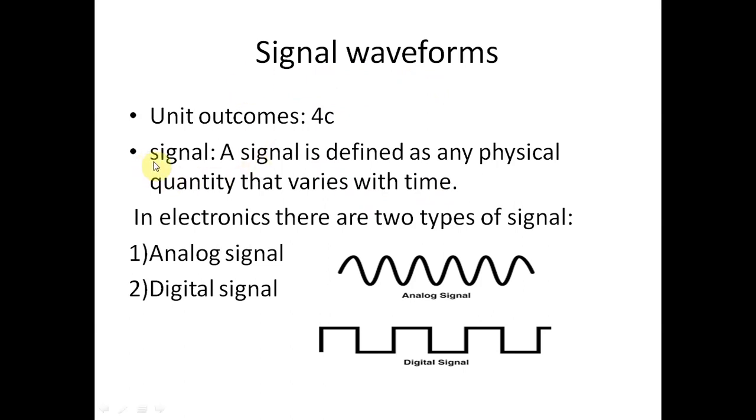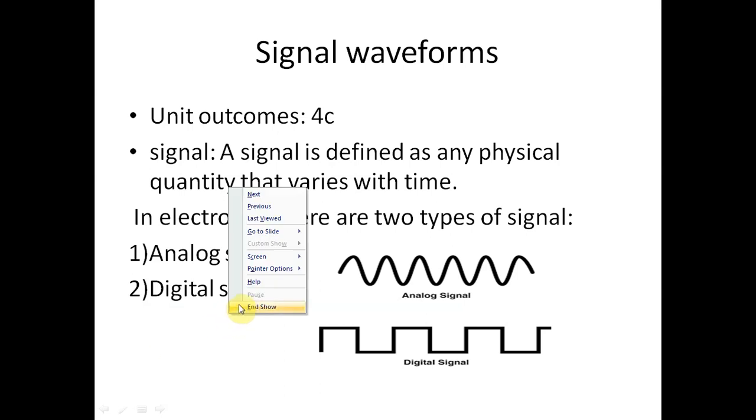First, we will study what is the meaning of signal. A signal is defined as any physical quantity that varies with time. See here, this is the signal. There are two types of signal. This one is the analog signal and this one is the digital signal.